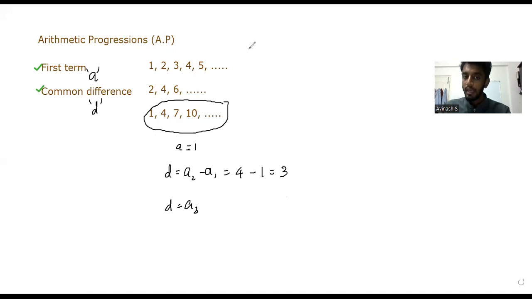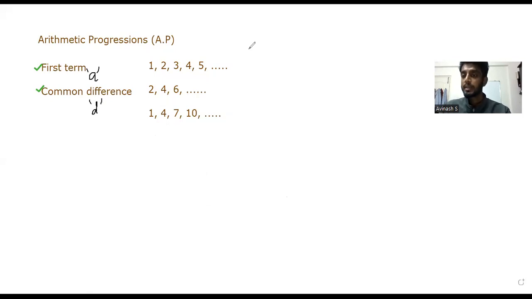This is how we represent the terms and common difference. The first term is called a1, the second term is called a2, the third term is called a3, and so on. So this is how we understand the basics of arithmetic progressions.